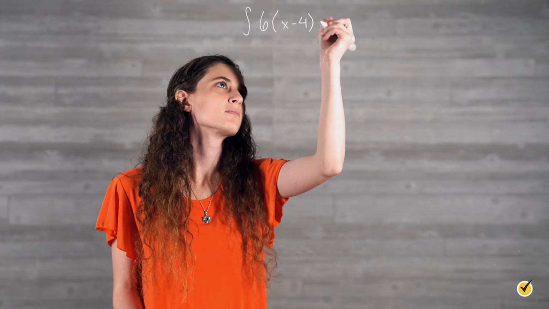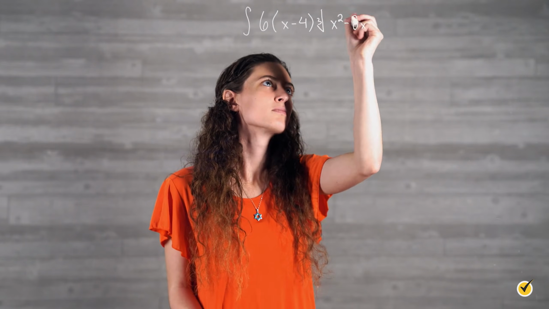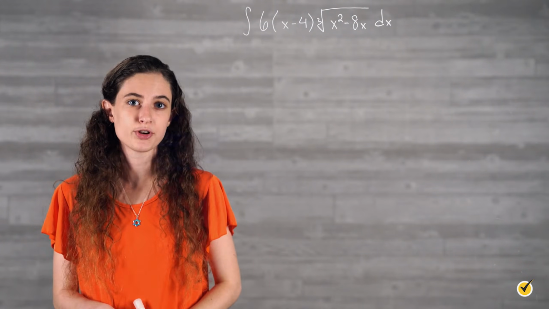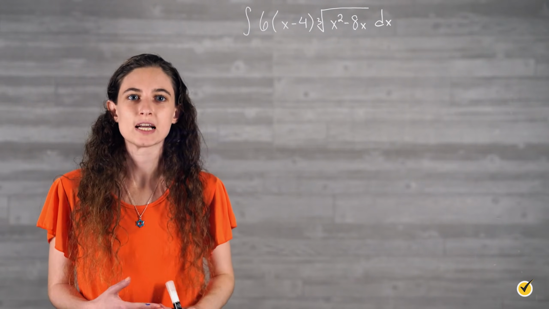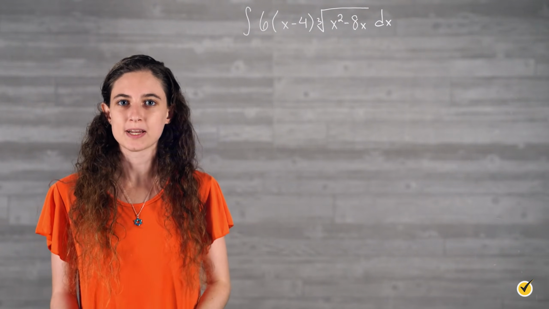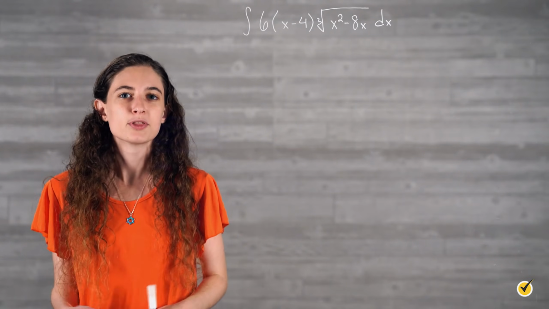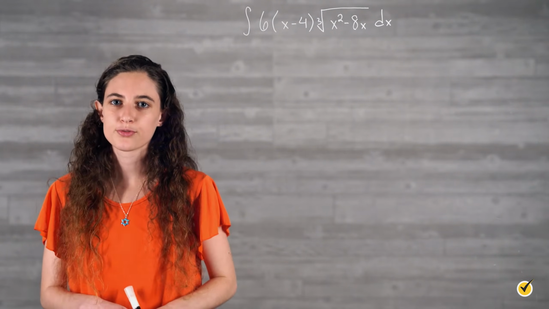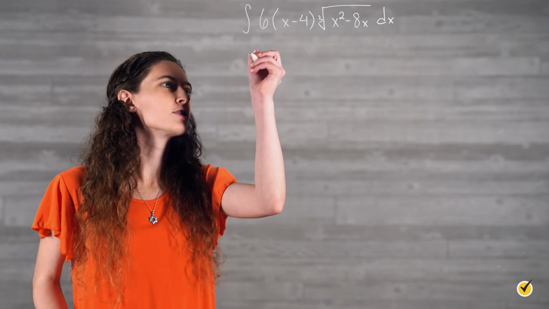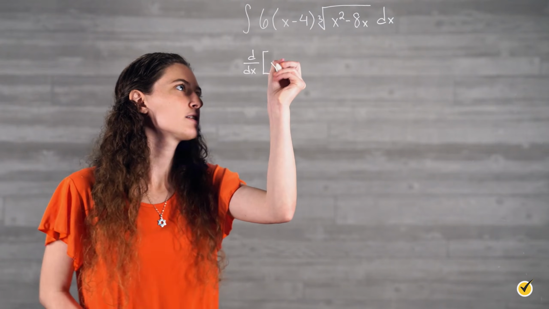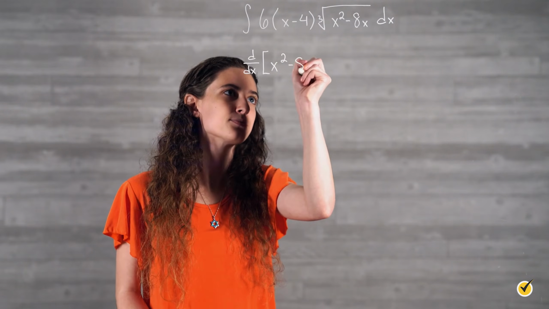Let's try another. At first glance, there are many possibilities for u. x minus 4, x minus 4 cubed, x squared minus 8x, x squared minus 8x to the 1/3 power, but there's only one that has the necessary relationship. Let's take a look at the derivative of x squared minus 8x.